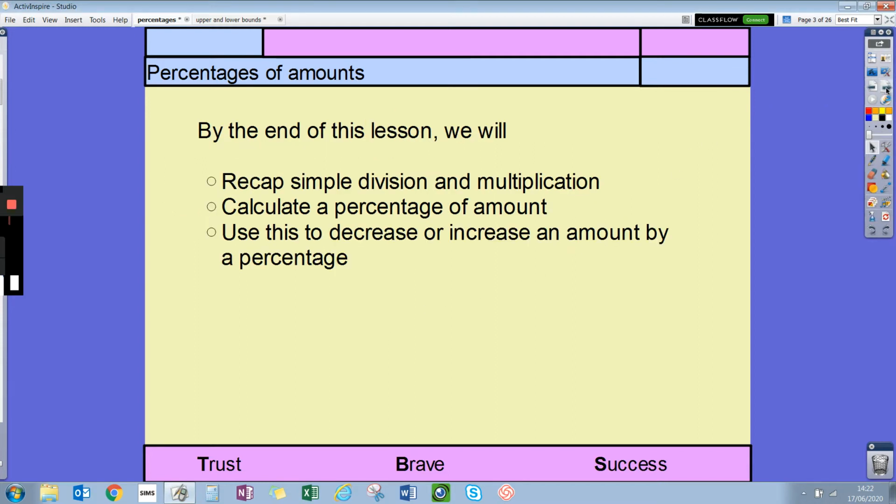So by the end of the lesson we will have recapped simple division and multiplication, we will have calculated a percentage of an amount, and then we will have used this to decrease or increase an amount by a percentage, both with and without a calculator.